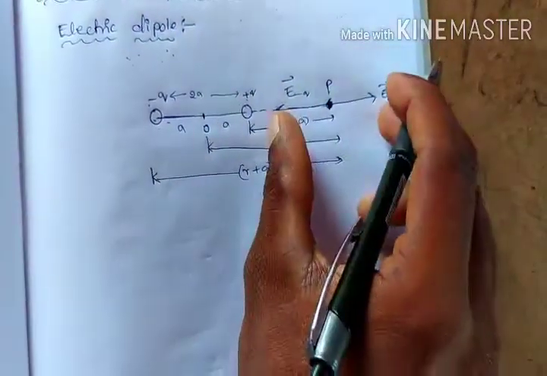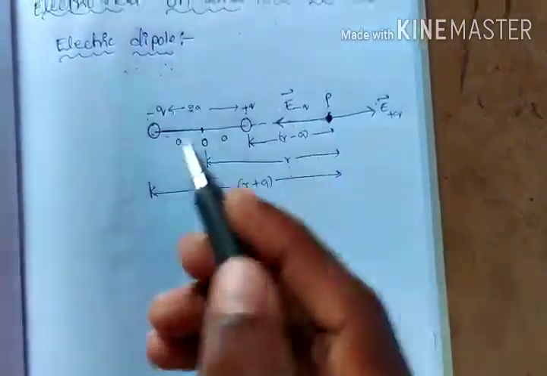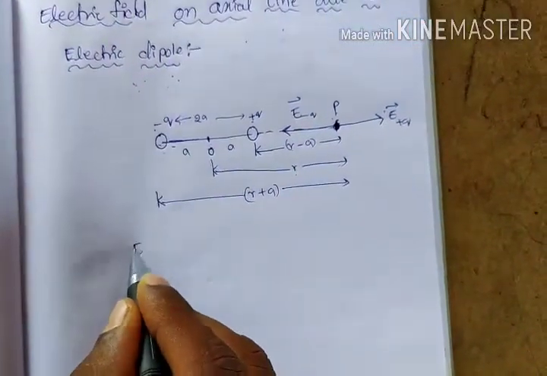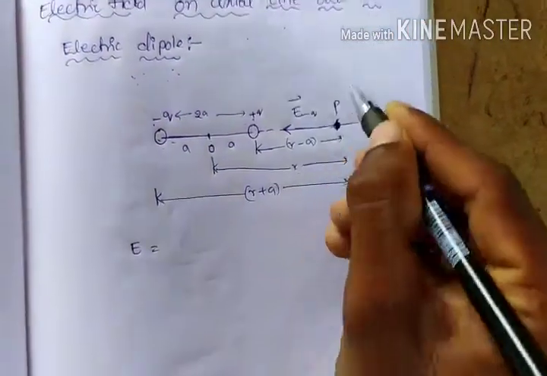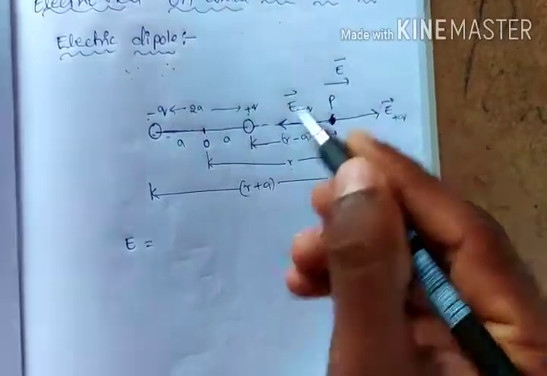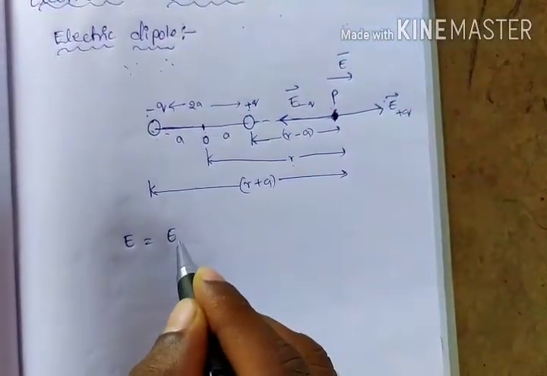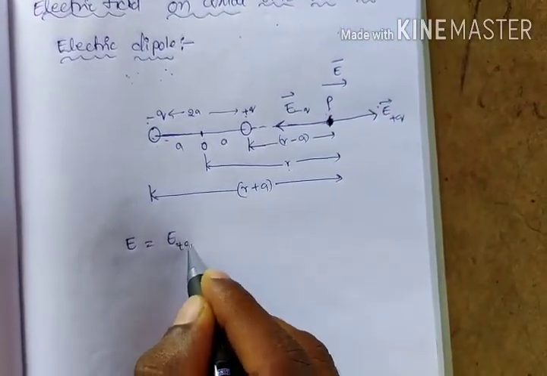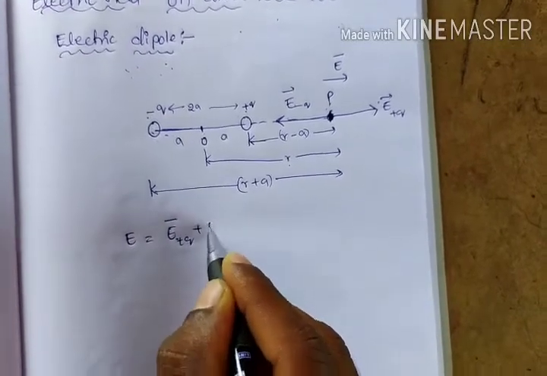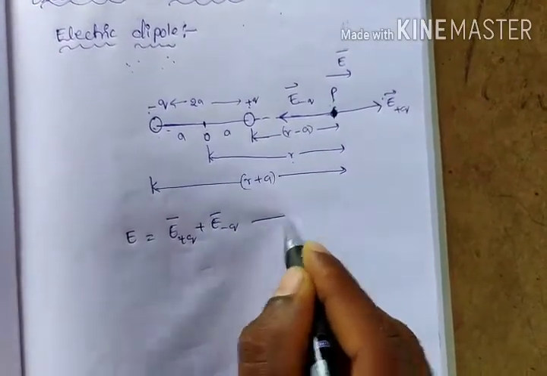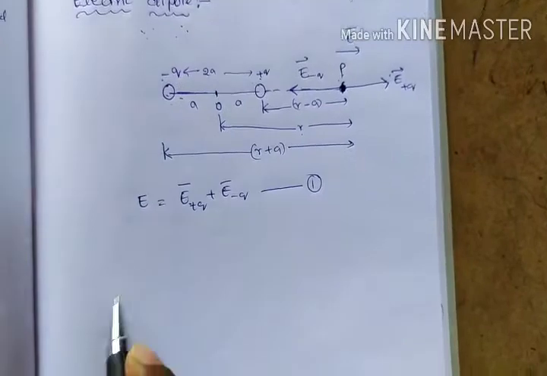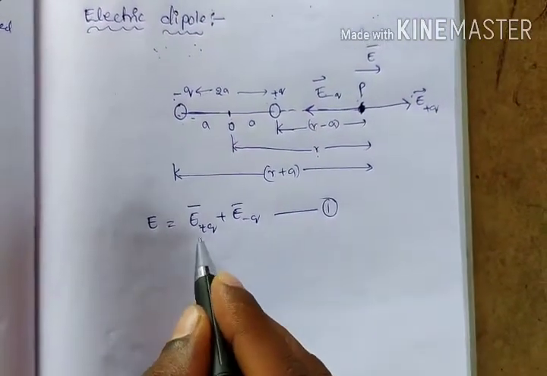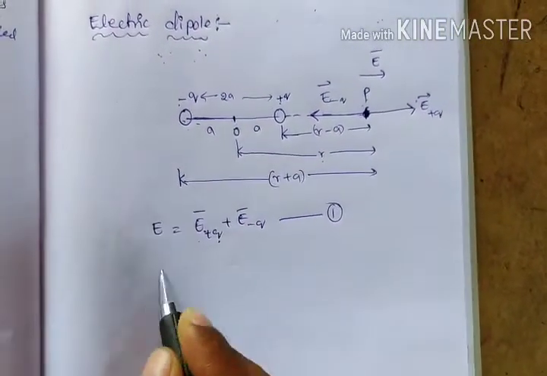This is very important. Which direction does this carry? So the total electric field intensity is equal to E plus Q charge plus E minus Q charge. This is equation 1. Next step, we have to define what is E plus Q, what is E minus Q.